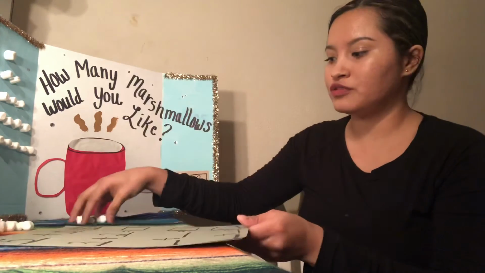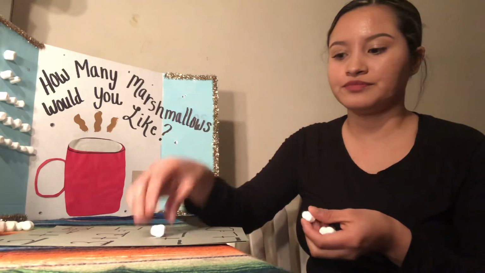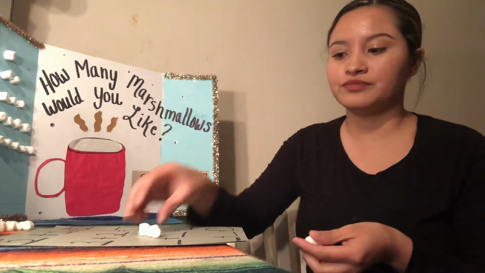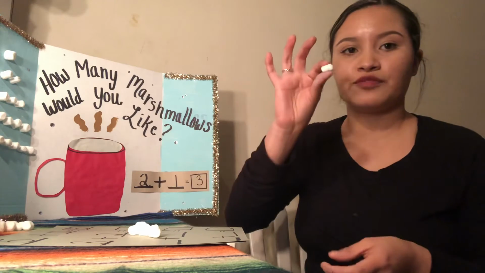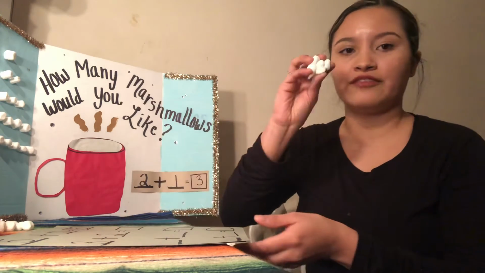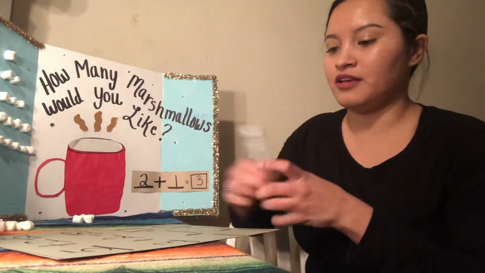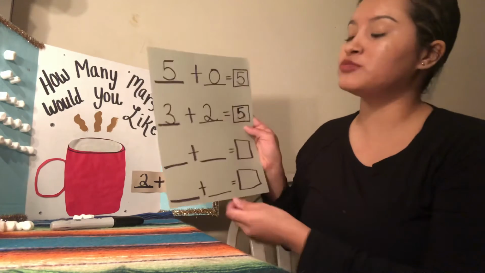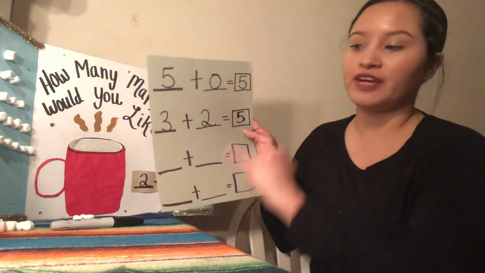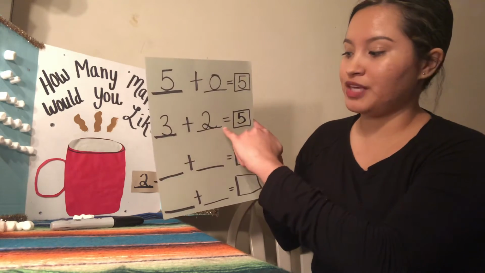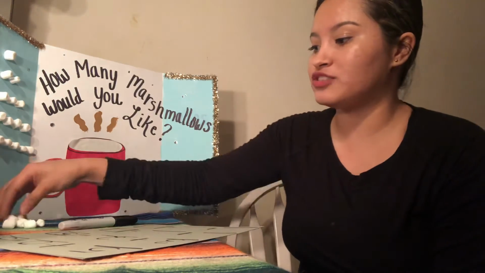If you don't know, just go back to your marshmallows and count them all together. So let's count them. 1, 2, 3, 4, 5. So in total we have 5. So now let's go over how many problems we've added. 5 plus 0 equals 5, correct. 3 plus 2 equals 5. Good job.